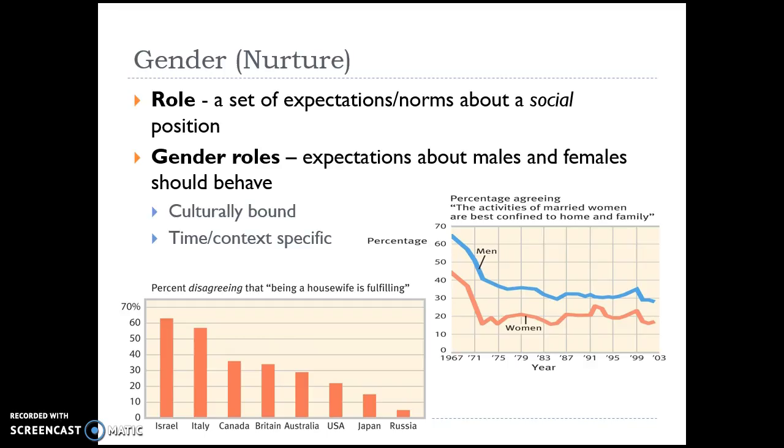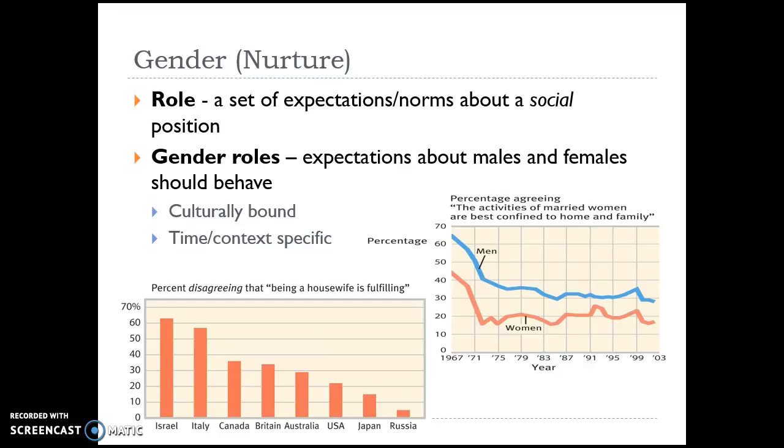Okay, so that's a great segue into gender. Just to define some of these words, a role is a set of expectations or norms about a social position. So if we're talking about gender roles, then we're talking about the expectations that go with the female and male genders: how they should behave, how they should act, what jobs they should have, how they should speak to one another. All those things would be under your gender roles.